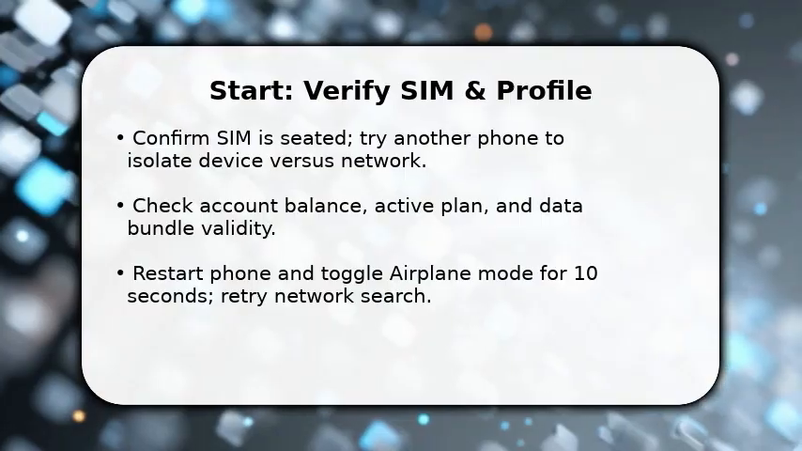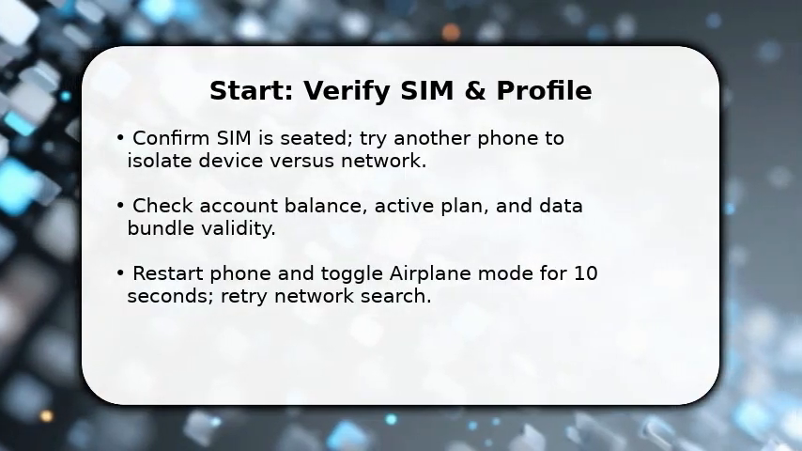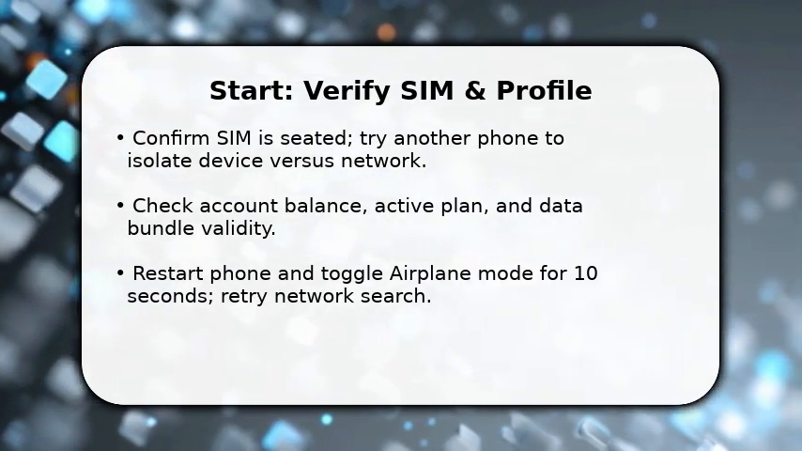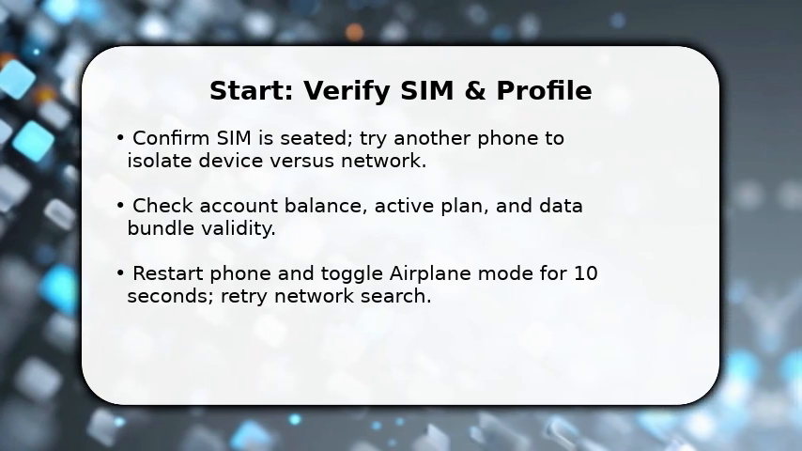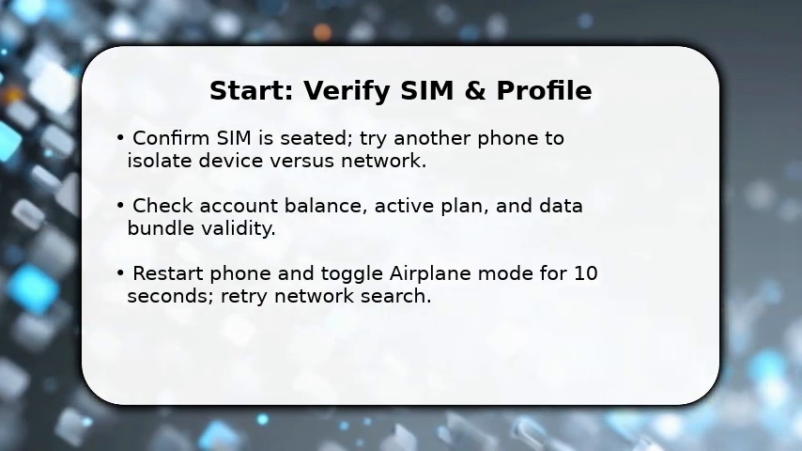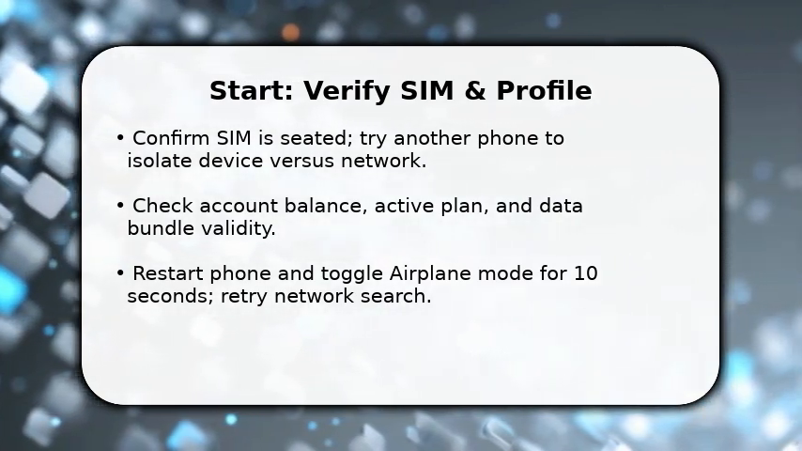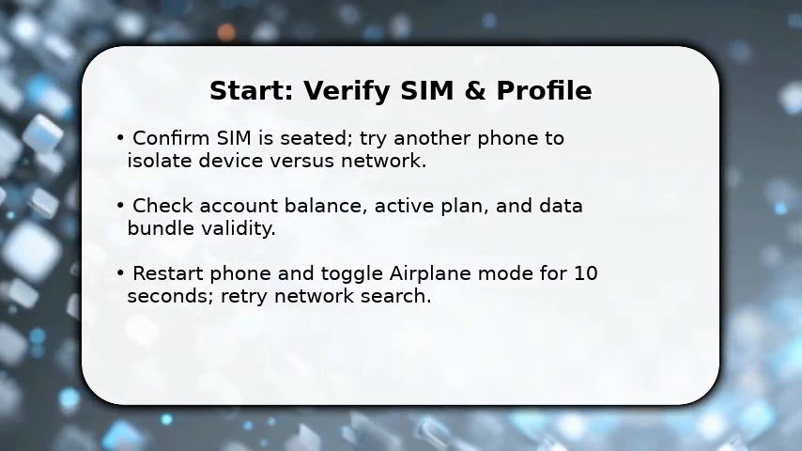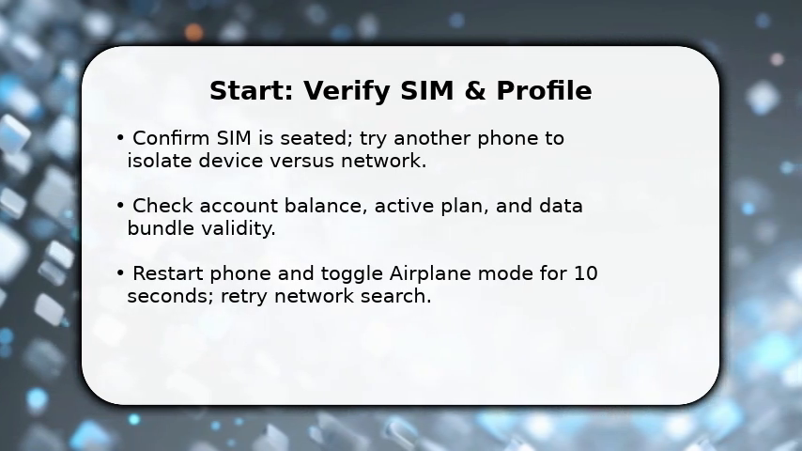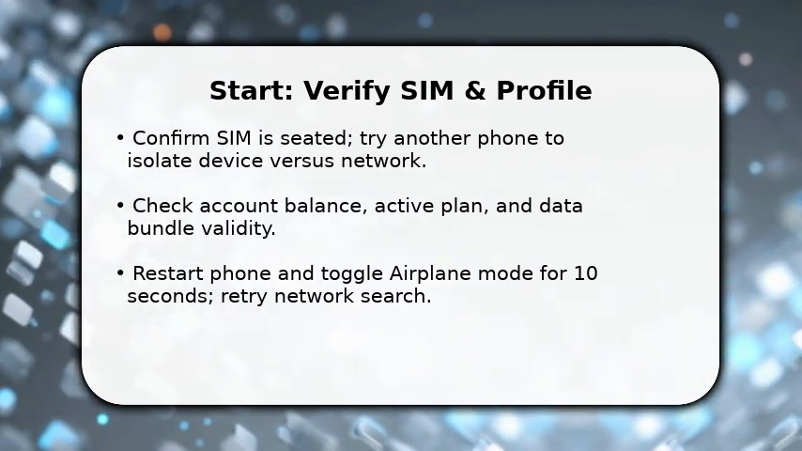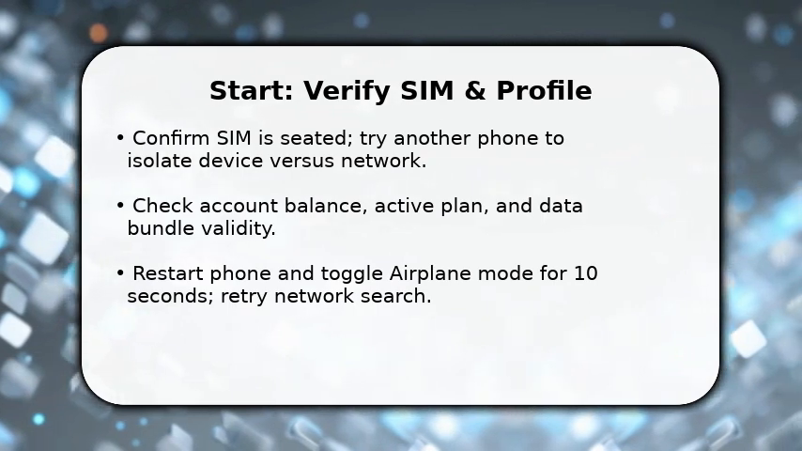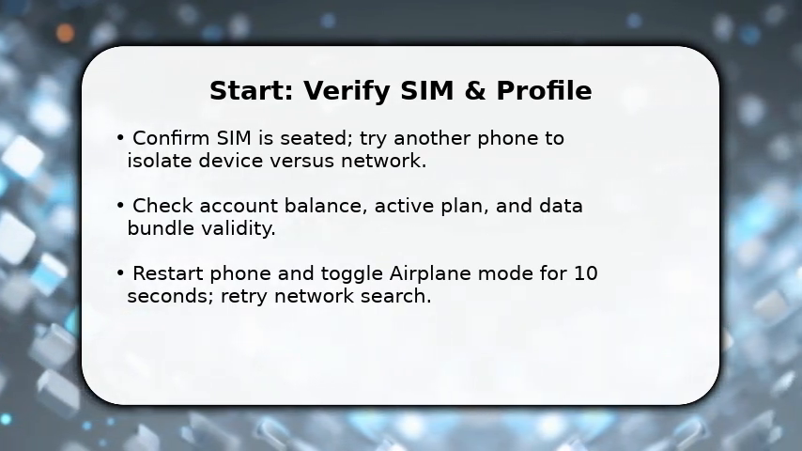Enjoy the video. You begin by confirming the essentials. Remove and reset the SIM, then test it in a second phone to prove whether the problem is the device or Vodacom. Once done, check your account balance and plan status so you're not blocked by an expired bundle. Make sure automatic renewals are off if that matters. Finally, restart the phone and toggle airplane mode for about 10 seconds. This forces a fresh network registration and often clears transient faults.